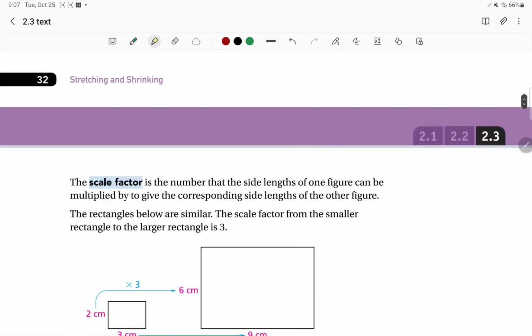Down here it's asking you to define it, and it gives you the definition. It's the number that the side lengths of one figure can be multiplied by to give the corresponding side lengths of the other figure. The most important part about this definition, have this definition in there, but the fact that they're multiplied. The scale factor is always a multiplier. So write that down. It's never what's being added. It's always what's being multiplied to make that figure that much bigger. The scale factor is always that number that's being multiplied.